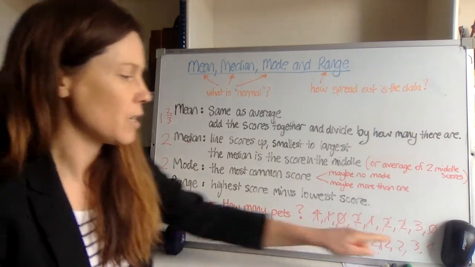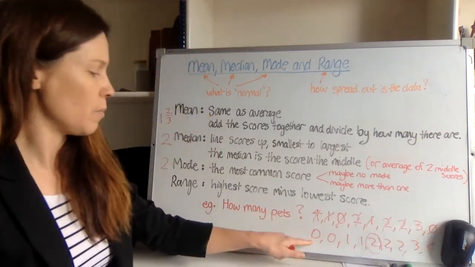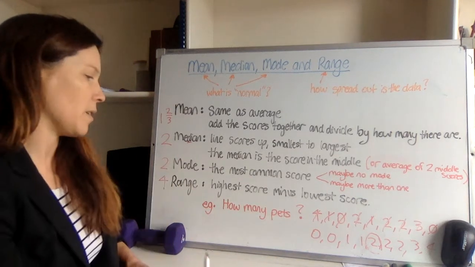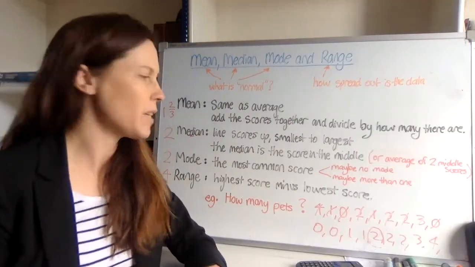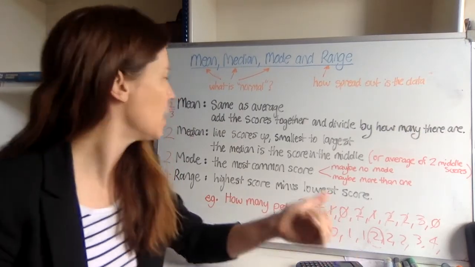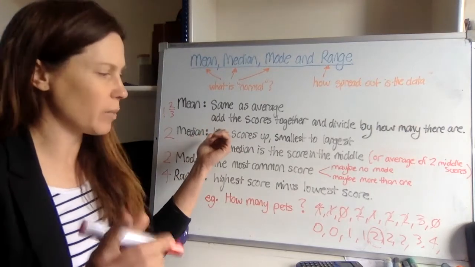And the range is the biggest score, 4, minus the smallest score, 0. So that's 4. Nice and simple. Now, before we leave it there, let's just consider what would have happened if we'd had an even number of scores, because working out the median would have been a little bit different.